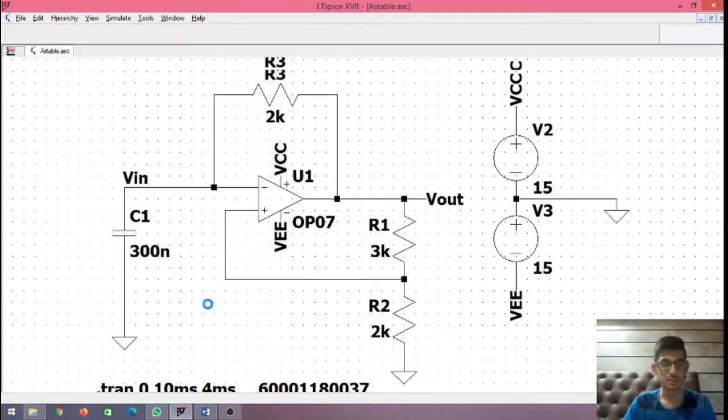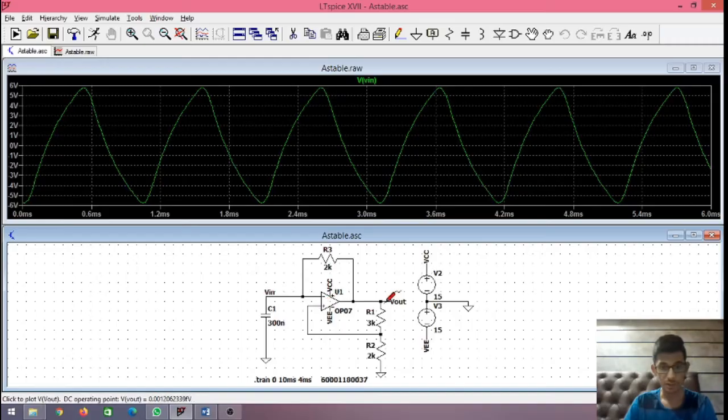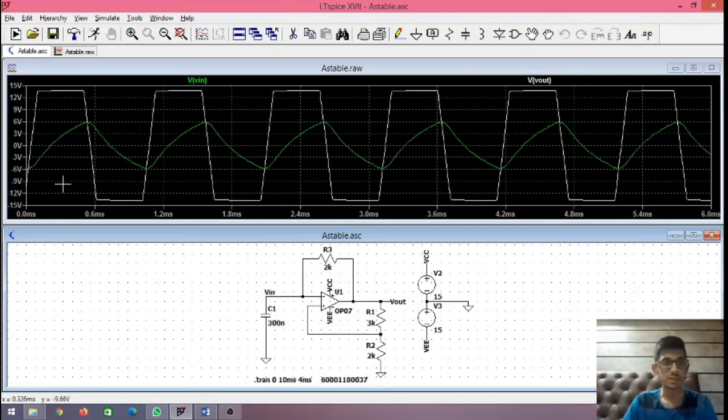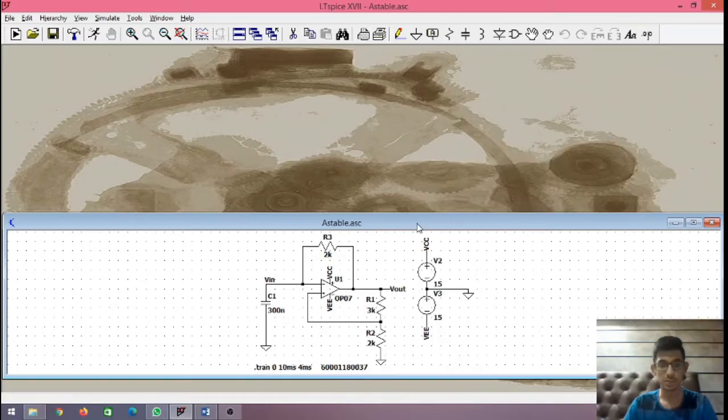Now let's run this multivibrator and check its output. We can see we get a square wave which switches from plus to minus continuously as the capacitor charges to plus 6. As soon as it reaches plus 6, the output changes from plus Vsat to minus Vsat, and similarly now it starts to discharge, and as soon as it reaches minus 6 volts, the output again switches and it again starts charging. And this is the working of an astable multivibrator.